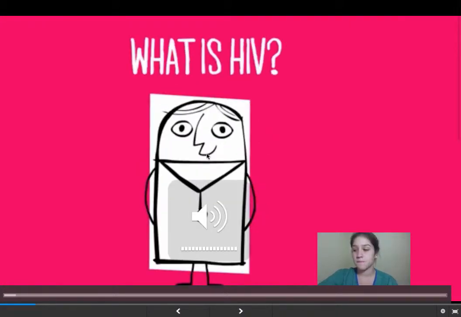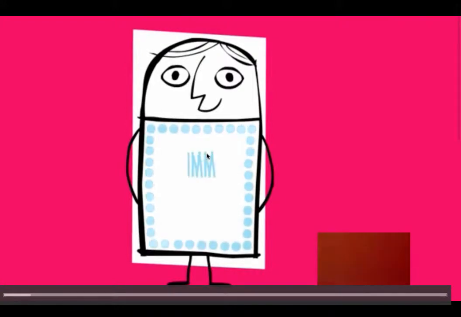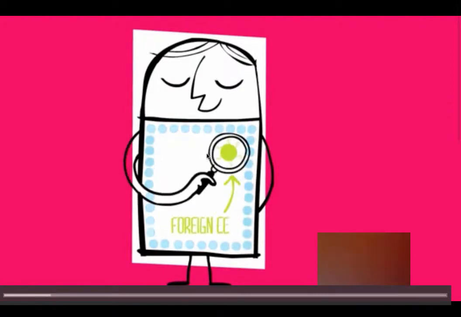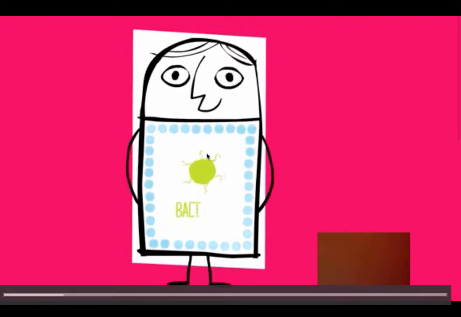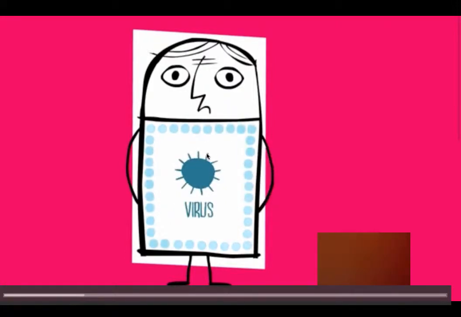What is HIV? Everybody has an immune system. The immune system is made up of lots of specialized cells designed to recognize any foreign cells that enter the body and cause illness. Some of these foreign cells could be bacteria, which can cause a sore throat, or a virus, which can cause a cold.